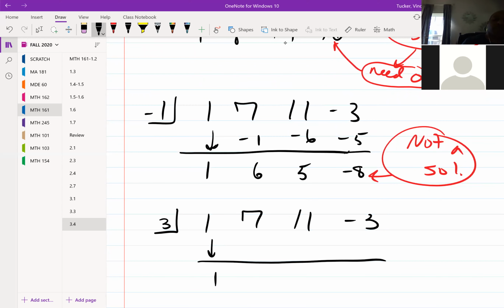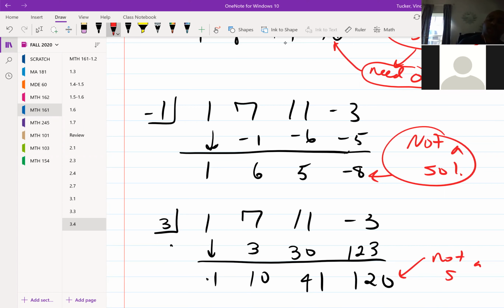Bring down 1. 3 times 1 is 3. Add them up, that's 10. 3 times 10 is 30. Add those together, that's 41. 3 times 41 is 123. Add them together, that'd be 120. Once again, not a solution.